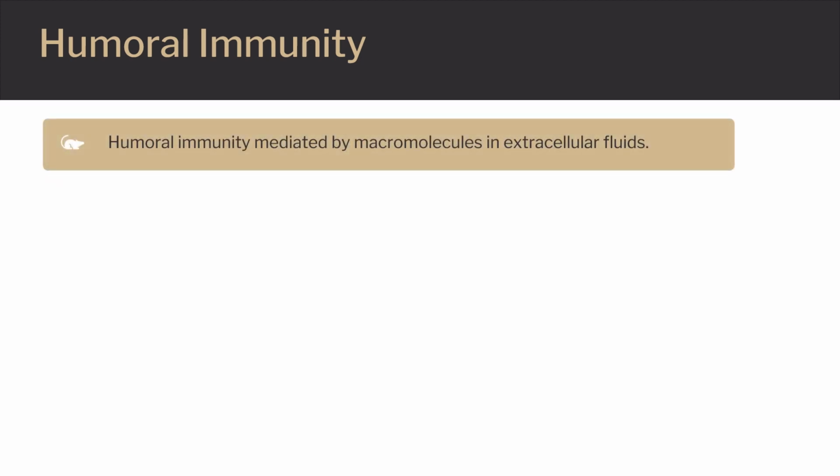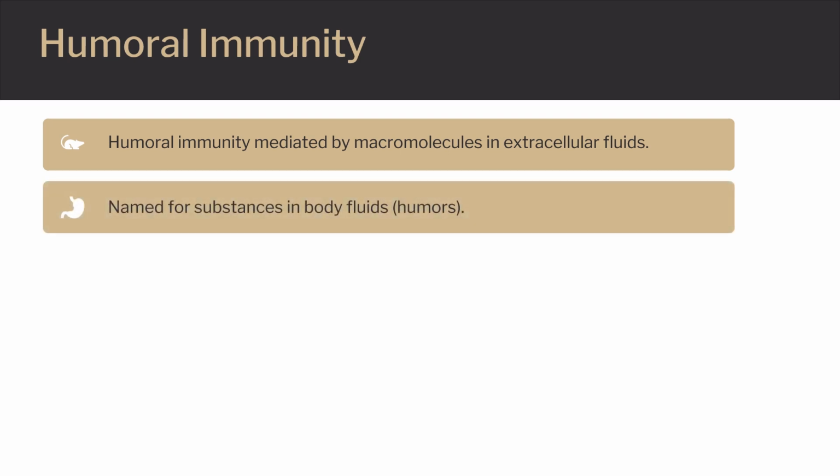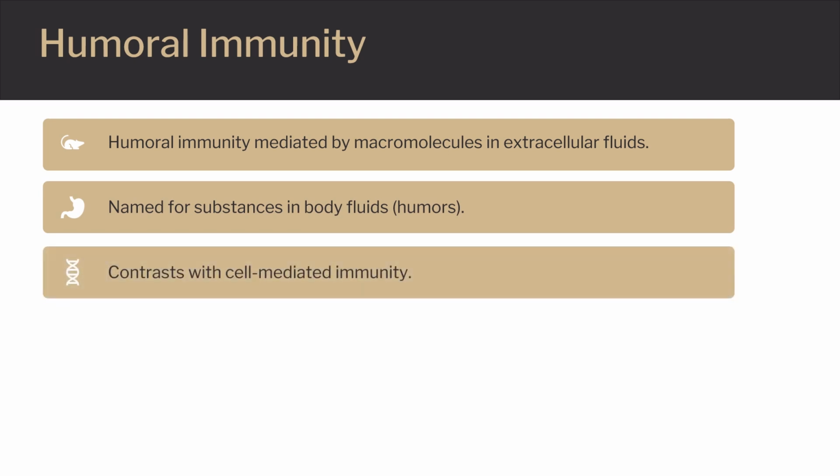Humoral immunity is the aspect of immunity that is mediated by macromolecules, including secreted antibodies, complement proteins, and certain antimicrobial peptides located in extracellular fluids. Humoral immunity is named so because it involves substances found in the humors, or body fluids. It contrasts with cell-mediated immunity.